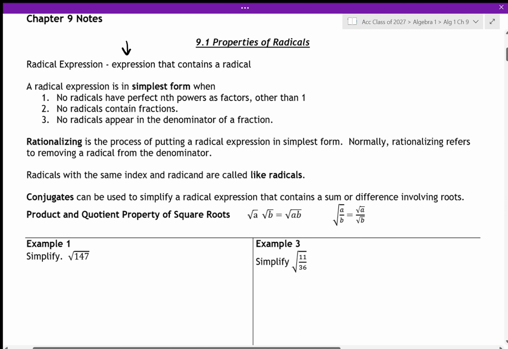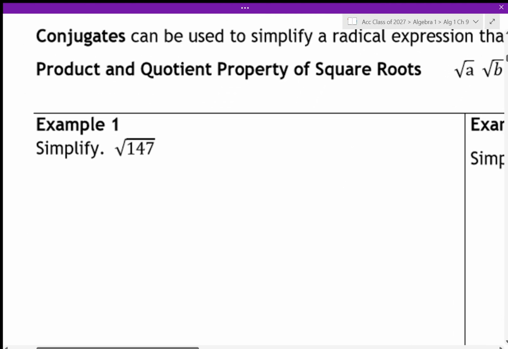A radical expression is considered to be in simplest form when no radicals have perfect nth powers as factors other than 1. And I'm going to show you as number 1. That's going to be what we do for example 1. You know what? Let's just go ahead and look at it right now. Number 1, we've got the square root of 147.